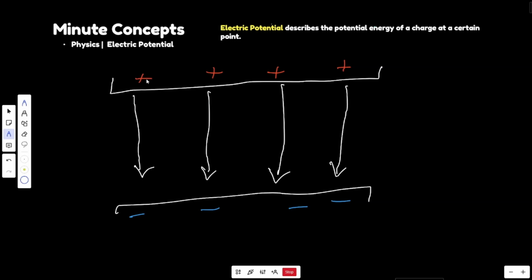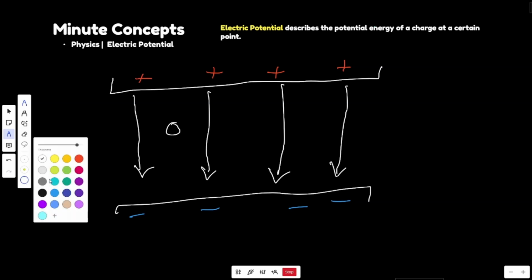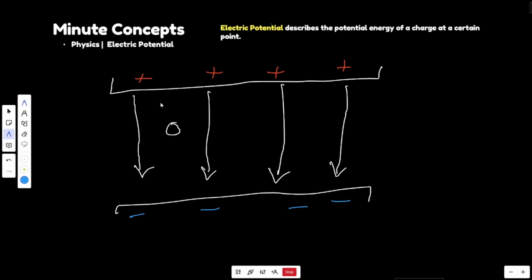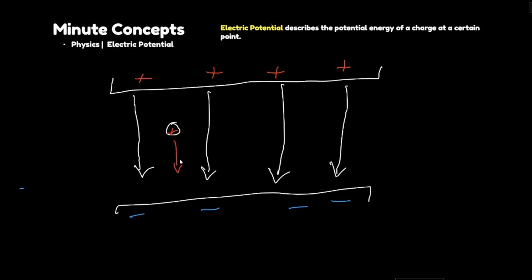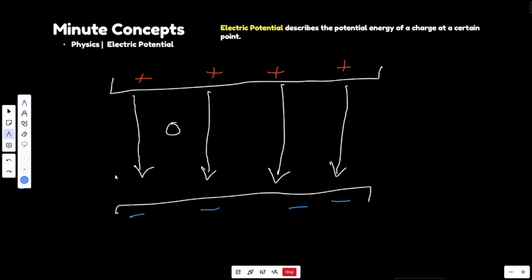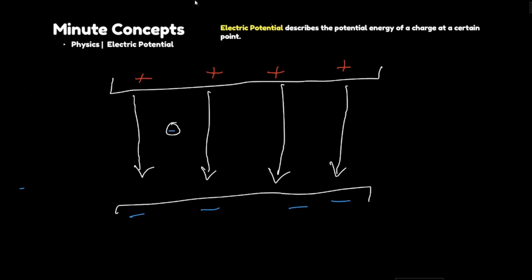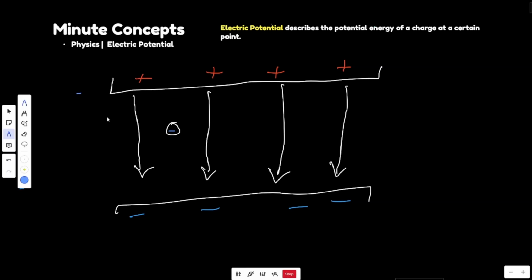Obviously, if we put a charge here, we can expect it to behave in accordance to whatever the charge dictates it will do. So for example, if I make this a positive charge, we know that it should be going this way because positive repels positive and positive is attracted to negative. And same thing, if I make this negative, it's going to repel and it's going to go towards the positive. However, electric potential describes this interaction using a similar concept to work.